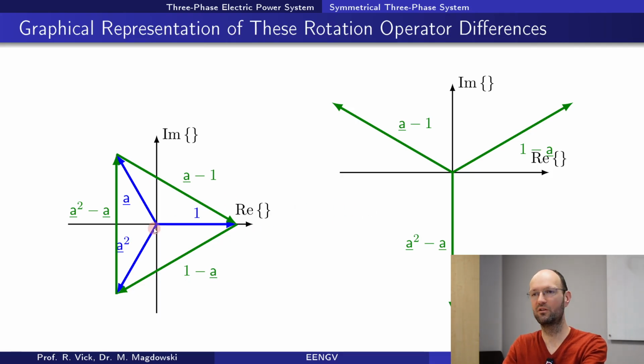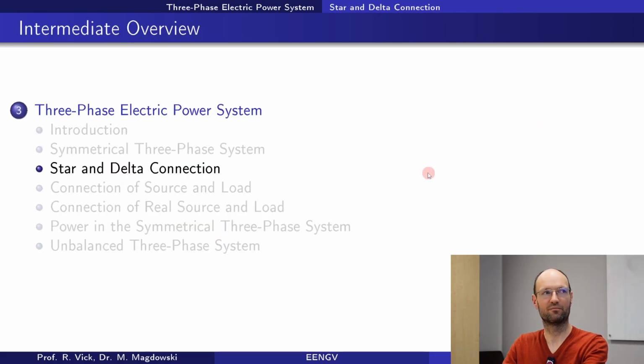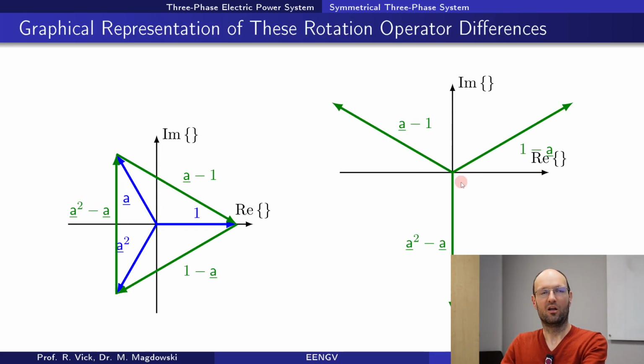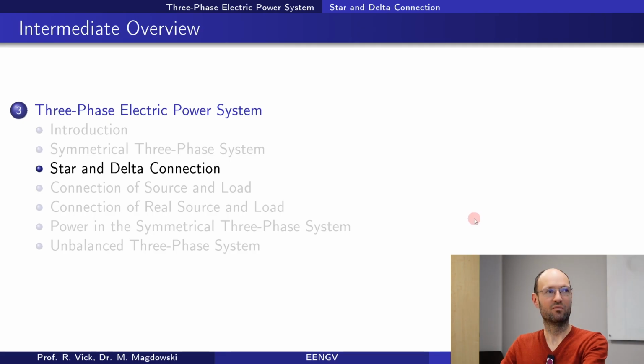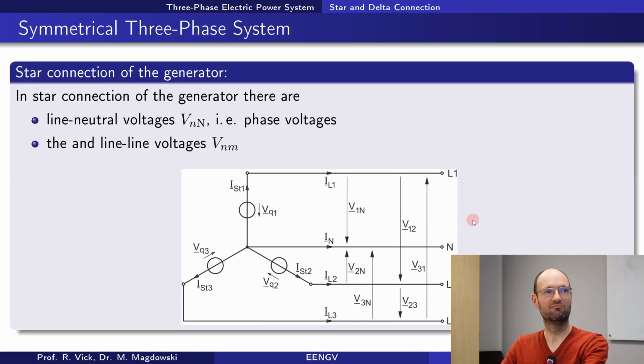So we have our original system, we do differences, and we get a new three-phase system. Okay, and this new three-phase system has the same properties as before. They all have the same magnitude. They would all have the same frequency, and they are once again phase shifted by 120 degree, or by minus 120 degree, depending on the direction in which you rotate.